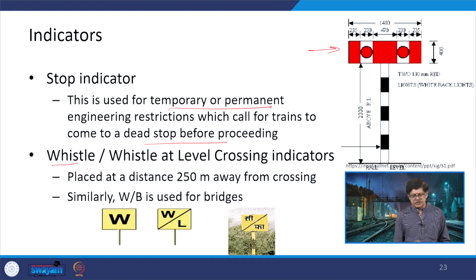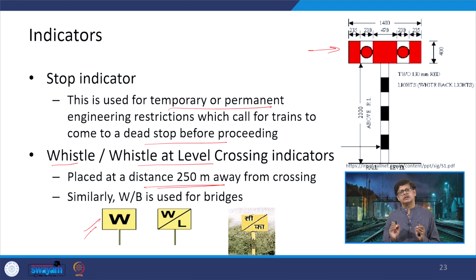There is another indicator, which is the whistle or whistle at level crossing indicator. Now, this is a mandatory thing. If you are reaching a level crossing, then at least some distance before it this whistle is to be blown, and it will be continuously blown till a certain distance is crossed after the level crossing, and that distance is 250 meters. So, roughly 250 meters before and after, for 500 meters, the loco pilot has to blow the whistle to warn the people not to cross the road, otherwise there can be an eventuality. And this is defined in terms of W.